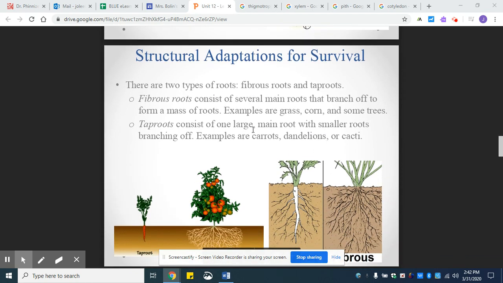Okay, next. There are two types of roots, fibrous roots and tap roots. Fibrous roots consist of several main roots that branch off to form a mass of roots. Examples are grass, corn, and some trees. Tap roots consist of one large main root with smaller roots branching off. Examples are carrots, dandelions, or cacti.